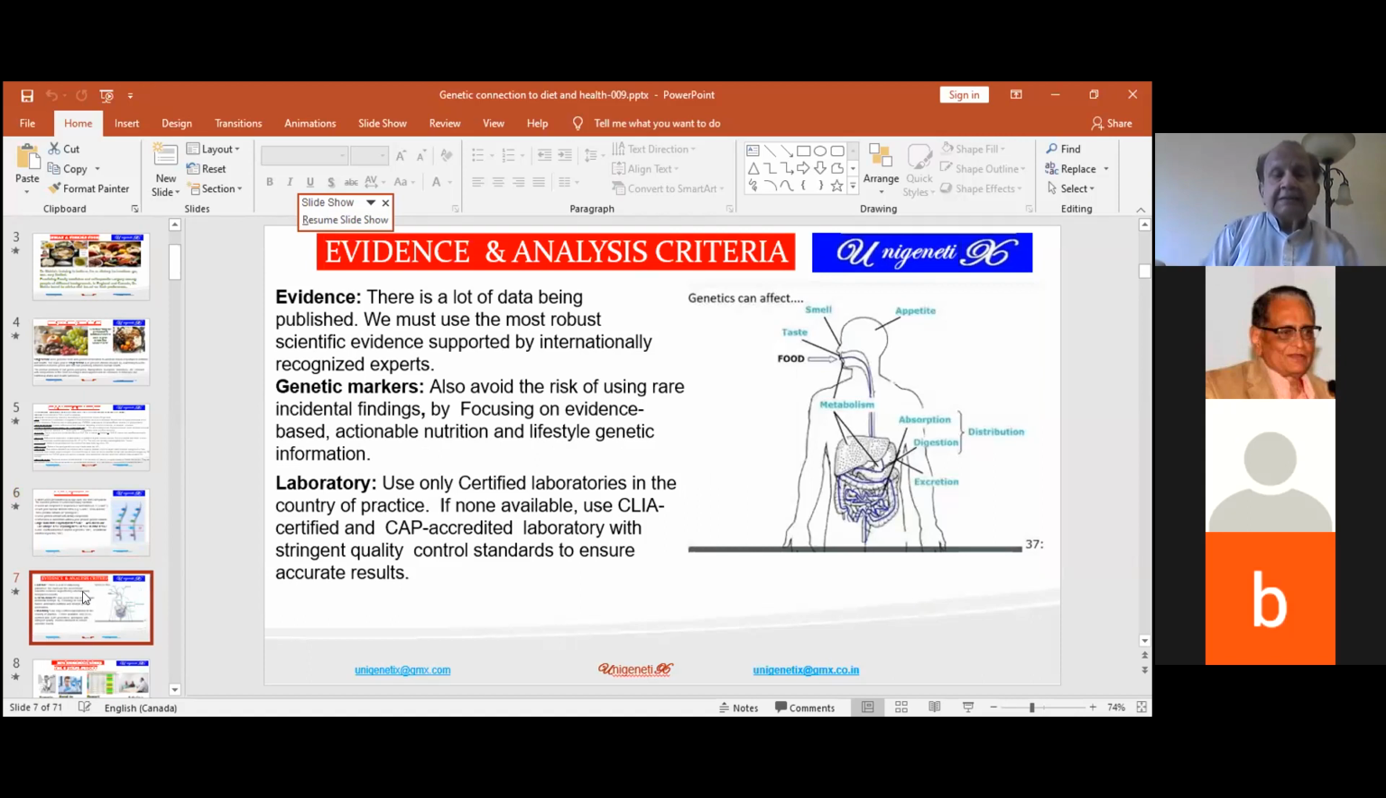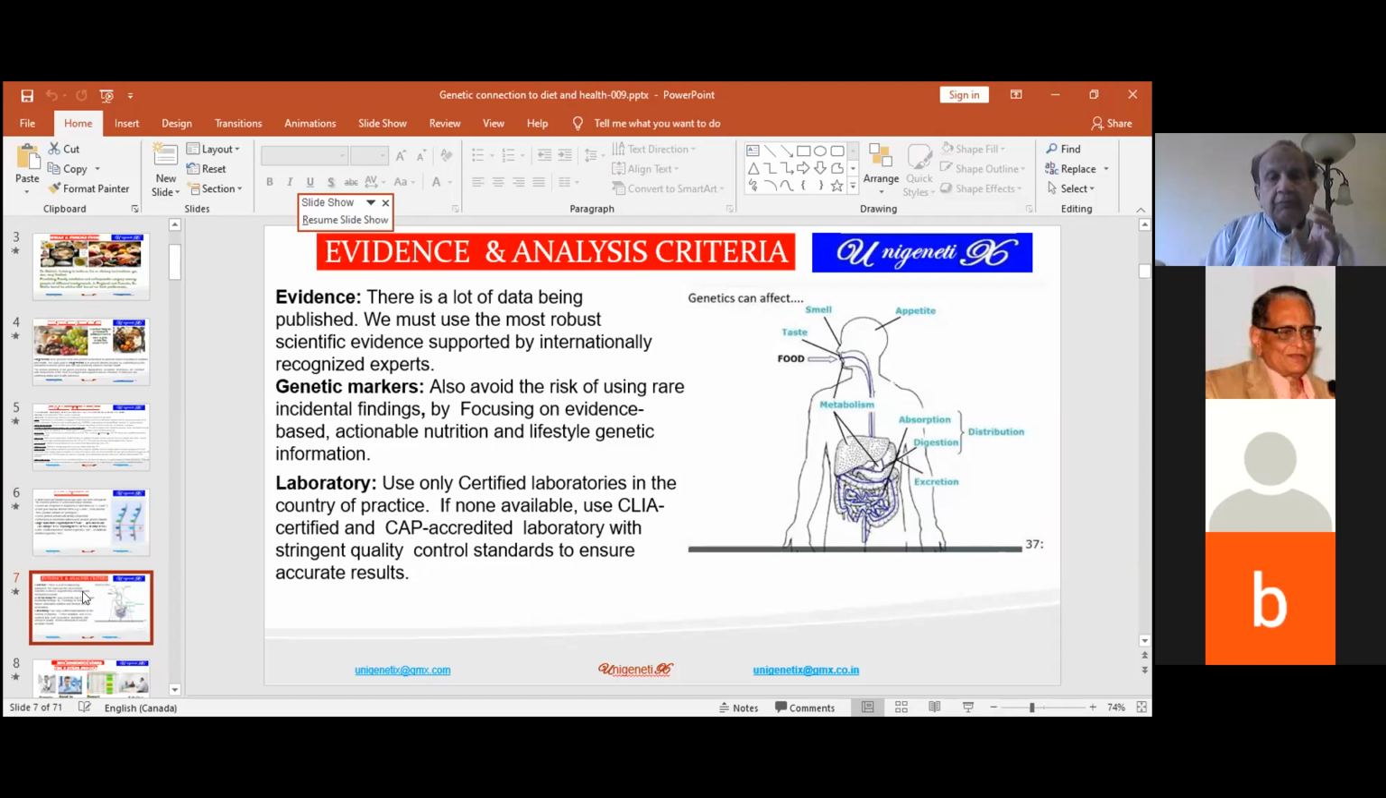Evidence and analysis criteria. Since 2000, a lot of research has been done. There's a lot of data being published, and at the end of this, there will be a slide of all the bibliographies that I have. There are about 40 papers there, and I'll send you the list of those 40 papers.